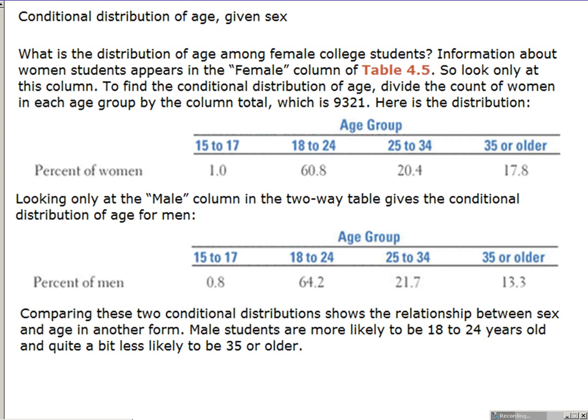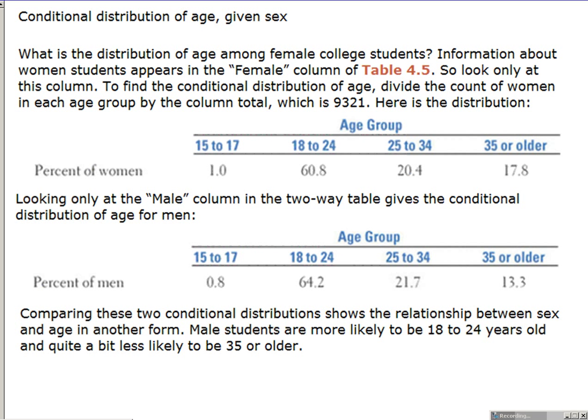We can also do conditional distributions going the other direction. This time we are going to condition on the column variable. What is the distribution of age among college female students? Information about women students appears in the female column, so look only at that column. To find the conditional distribution of age, divide the count of women in each age group by the column total, which is 9,321. There's the distribution.